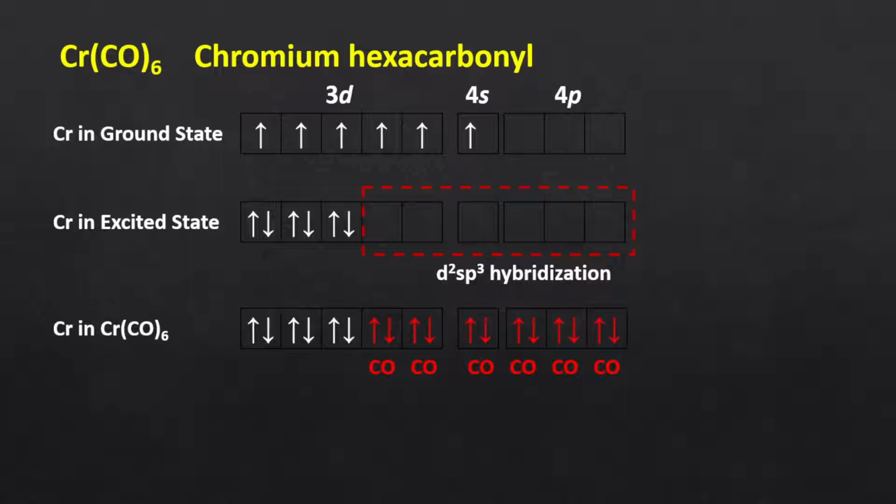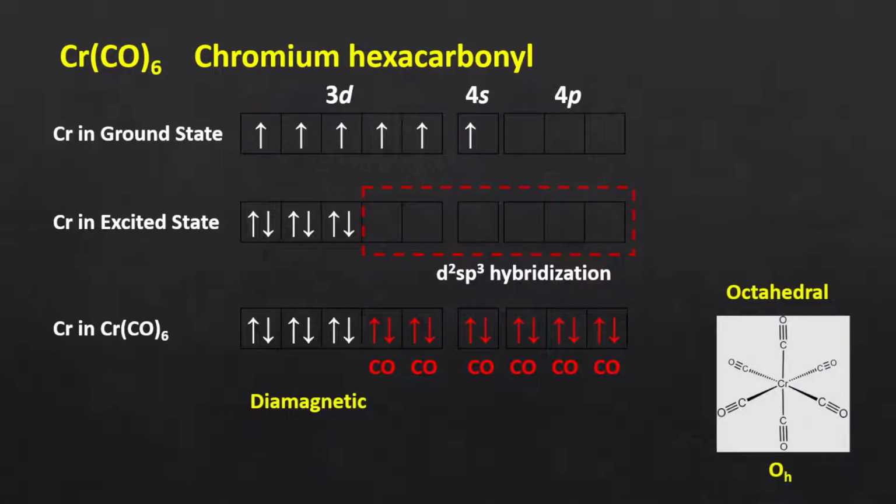Acceptance of 6 electron pairs by chromium in a zero oxidation state severely increases the electron density on the chromium atom. Thus, the chromium donates back some electron density from the filled d orbitals to the low-lying LUMO orbitals on the carbonyl molecule to form a pi bond. As the hybridization is d2sp3, the geometry of this complex is octahedral. Moreover, there are no unpaired electrons, so this complex is diamagnetic and its point group is Oh.